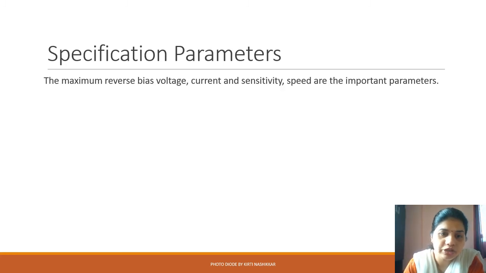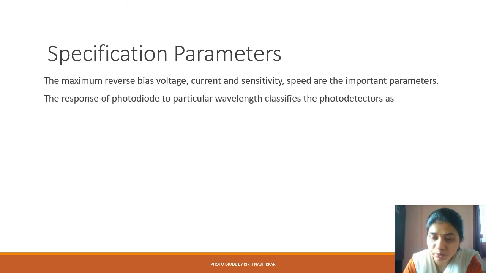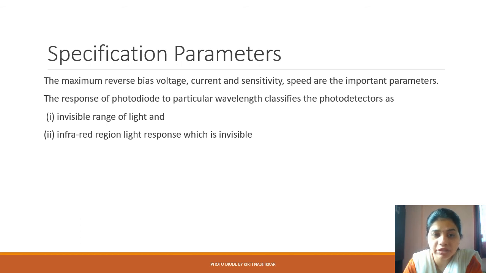So the specification parameters: maximum reverse bias voltage, current, sensitivity and speed are important parameters. The response of a photodiode to a particular wavelength classifies the photodetectors. Two types of photodetectors are there: visible range of light and infrared region light.